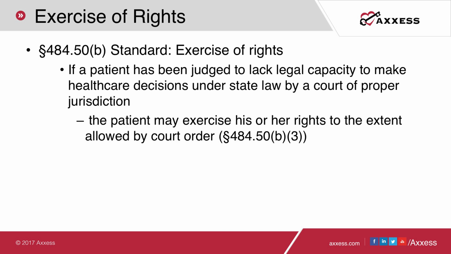And if a patient has been judged to lack legal capacity to make healthcare decisions under state law by a court of proper jurisdiction, the patient may exercise his or her rights to the extent allowed by court order. Even with the judgment that that patient lacks a full legal capacity to make decisions, sometimes the patient can exercise part of their rights that are allowed by the court order, and you'll have to get a copy of the court order to be able to follow it and know what the patient can do and can't do. For example, the patient might be able to make complaints about the care that's going on in the home, but he may not be able to give consent for treatment, if that makes sense. So again, you're going to have to get that court order to find out what's going on.